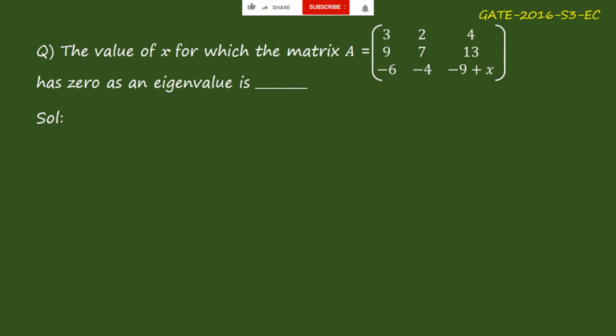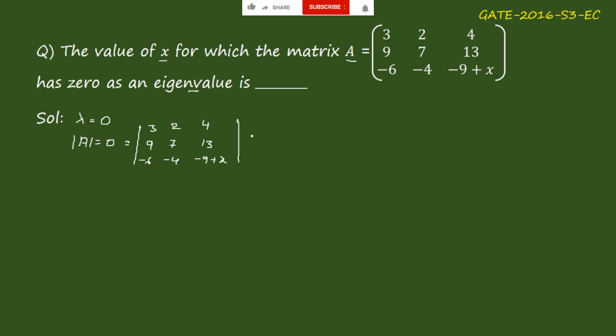The question is, the value of x for which the matrix A has 0 as an eigenvalue. Now they are saying that eigenvalue lambda is equal to 0. Then we can say that the determinant of matrix A should be equal to 0. So we have to find the determinant of this particular matrix and find the value of x. That is the determinant of 3, 2, 4; 9, 7, 13; -6, -4, -9 plus x.